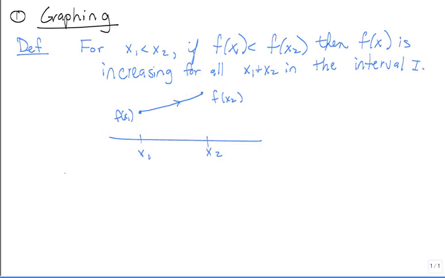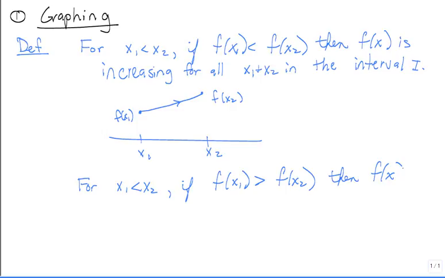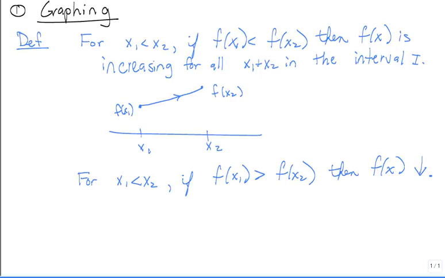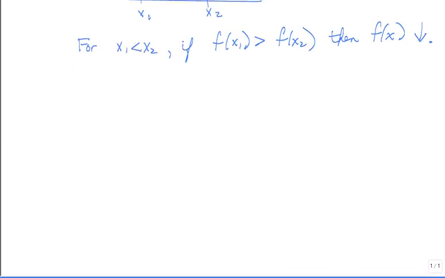And the same thing holds for x1 larger than, well, we'll just switch one of those. If f of x1 is bigger than f of x2, then f of x is decreasing for all x in the interval. Okay, so what does it mean to be increasing and decreasing?